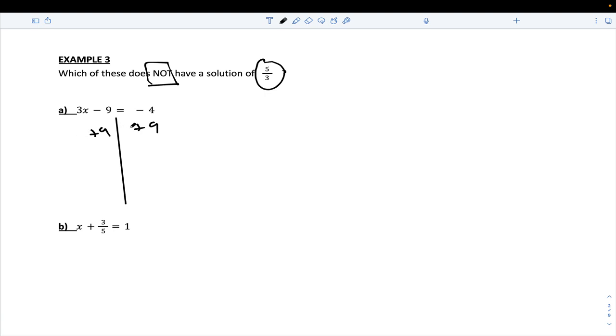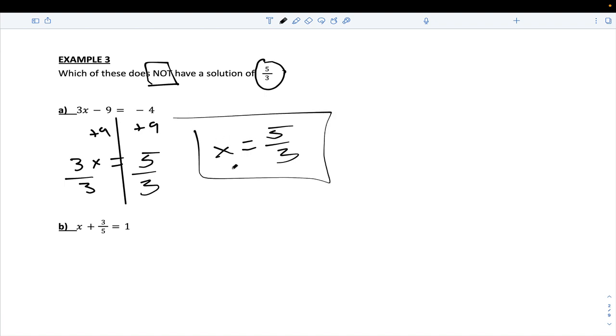That's my answer. Add 9 to both sides. This is 3x equals 5. Divide by 3. This one was x equals 5/3. Is that my answer, Sierra? Would I circle that one and say A is my answer? No. Why not, Sierra? It says that it's not. Yeah, so I'm not looking for 5/3. I want the one that's not that answer. Avery.